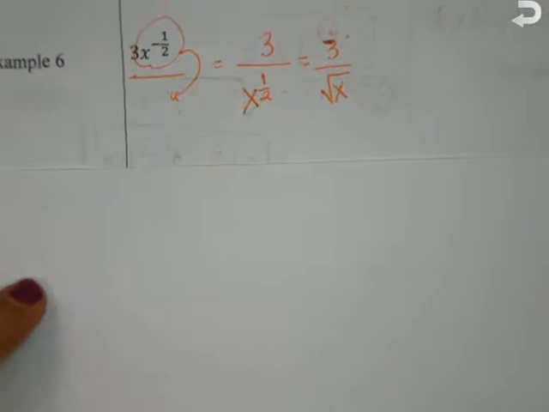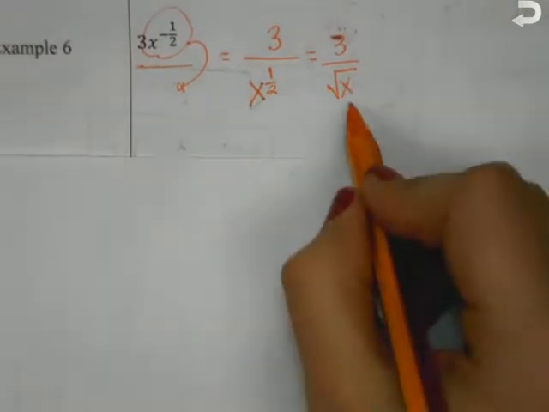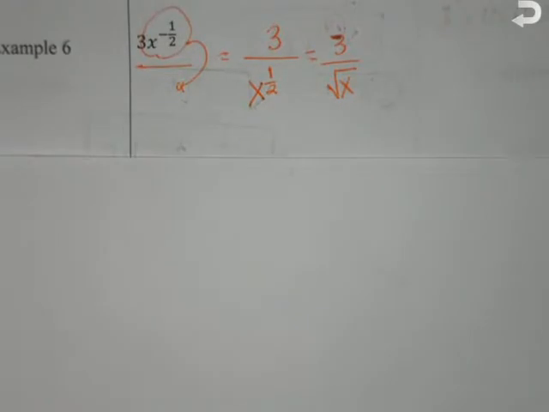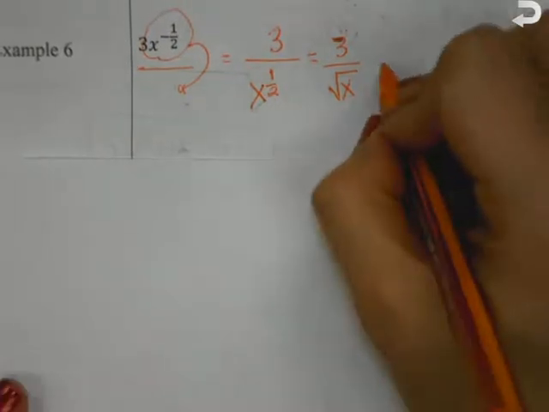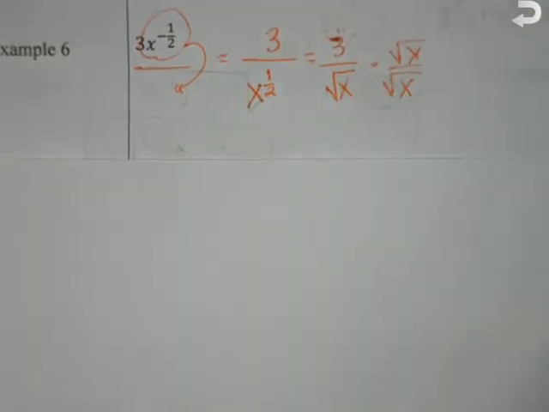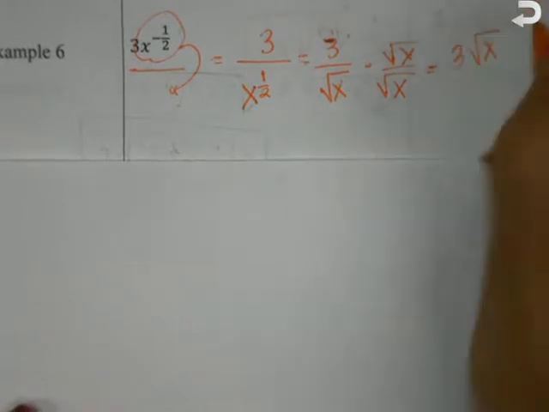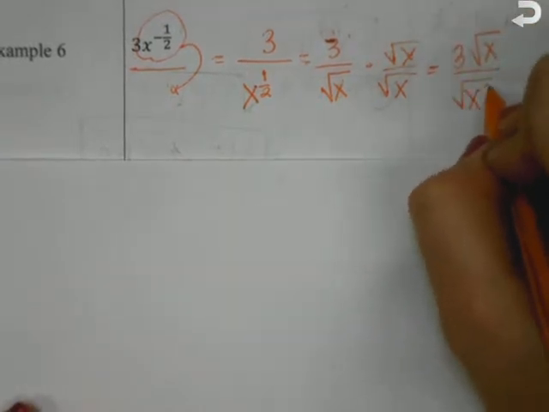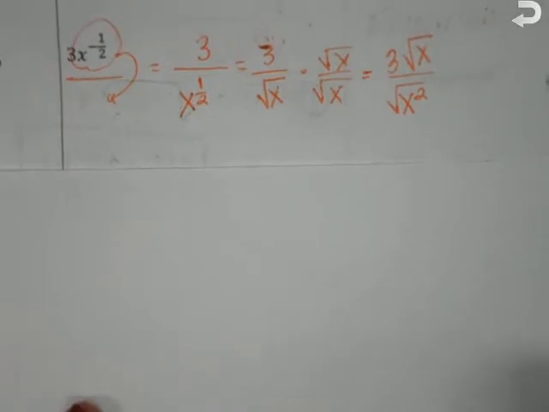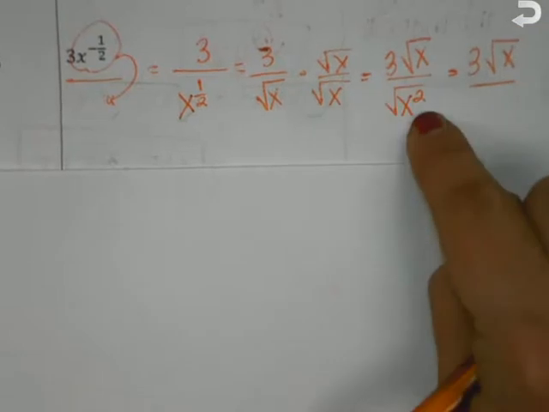Okay, if I'm taking the square root of x, how many x's do I need in order to cancel with the square root? 2 total. So how many am I missing? 1. So multiply top and bottom by the square root of x. That's going to give me 3 square root x all over the square root of x squared, which is 3 square root x over, what's the square root of x squared? x. I can't reduce any more, so that is my answer.